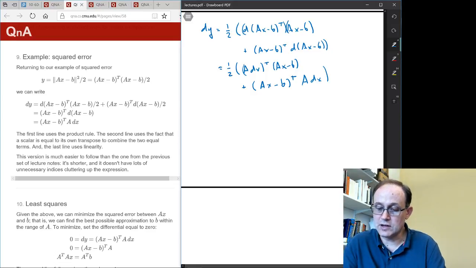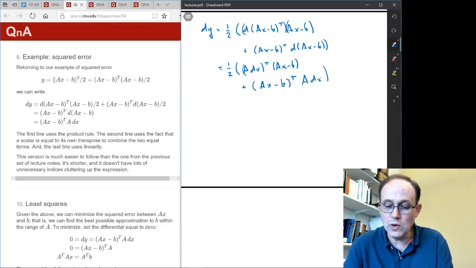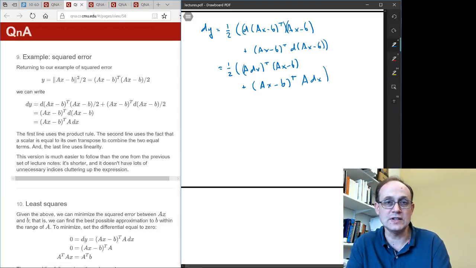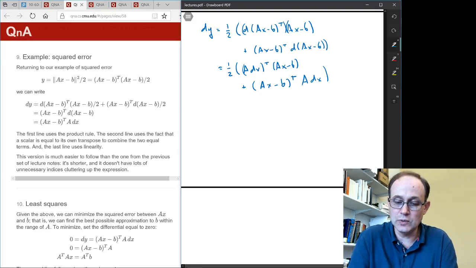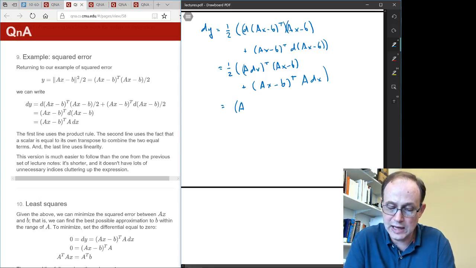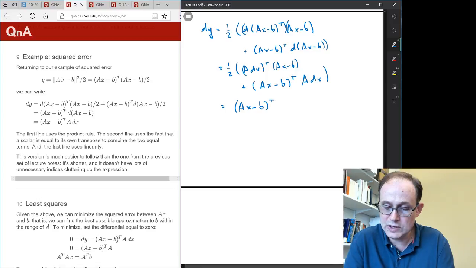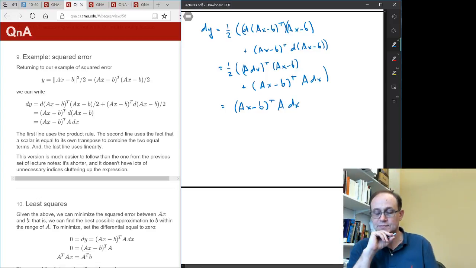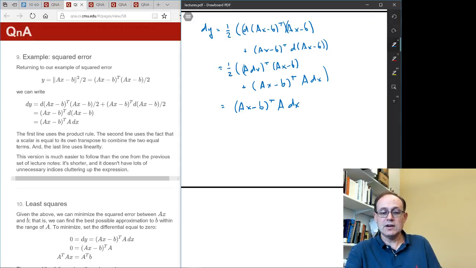And then we can collect terms because this is a scalar and this is a scalar, and the transpose of a scalar is itself. And so we can just take the transpose of one of these terms without changing it, and we realize that the terms then become equal. So it's twice the term, which cancels with the half, and that's just equal to ax minus b transpose A dx.